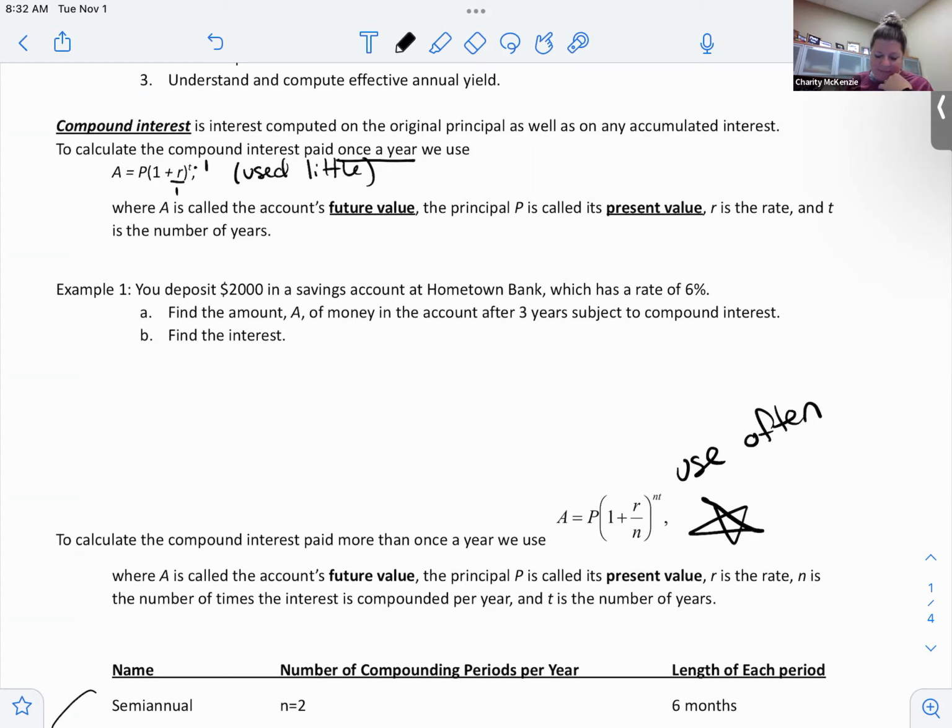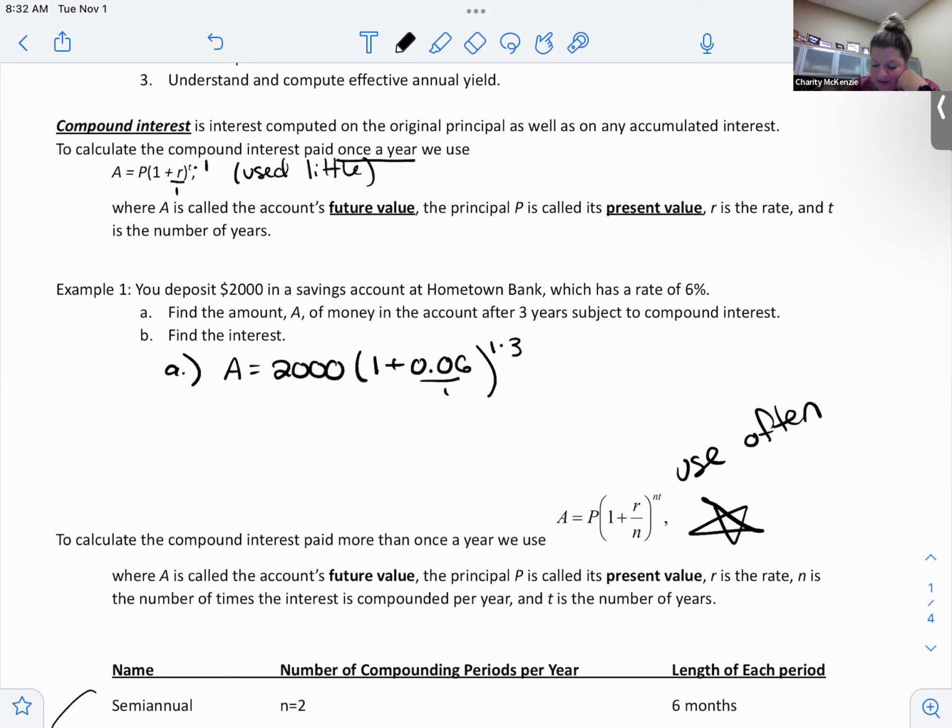So let's look at problem 1. You deposit $2,000 into a savings account at Hometown Bank, and it has a rate of 6%. Find the amount of money in the account after 3 years subject to compound interest. So we're going to have our future value is equal to, we're starting with how much money? $2,000 times 1 plus my rate is 6%. How do I write my 6%? 0.06, right? Divided by a 1, doesn't really matter, right?